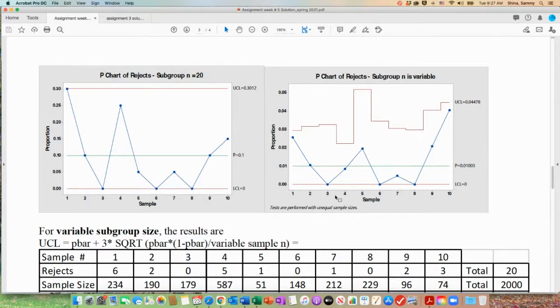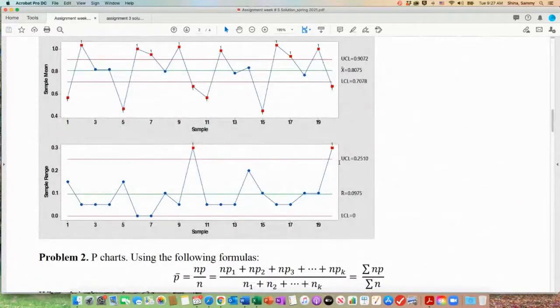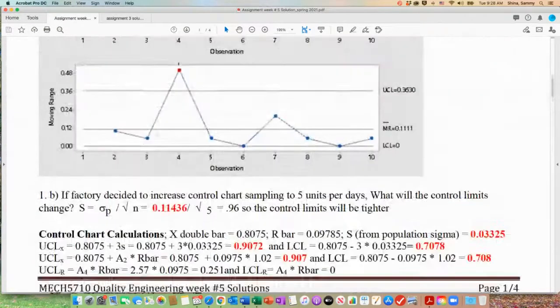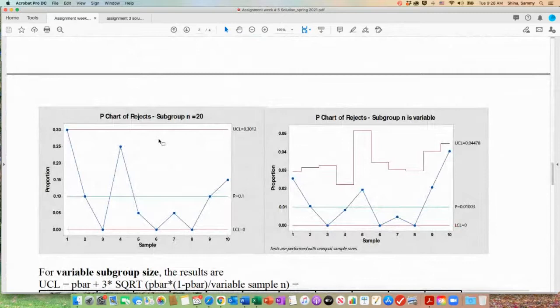So the control chart limits, the X bar R, is sample averages. Each point is a sample average. The moving range, each point is individual. The P chart, each point is the rejects in a sample. Okay, so the sample could be constant or could be variable. Obviously, you want a sample large enough so that you can detect defects. If the sample is too small and your quality is good and you have all zeros, that's not a control chart. It's not telling you what's going on.